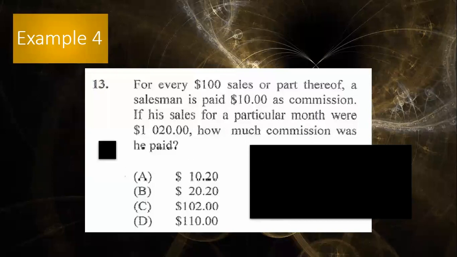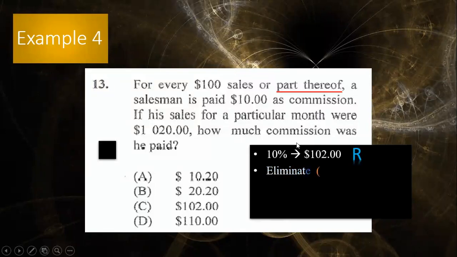All right, right away, a lot of people may say, okay, $10 out of every $100, you get the idea, but it also says part thereof. So if you say 10%, you get 102. 102 is your wrong answer. Right? So you eliminate it.